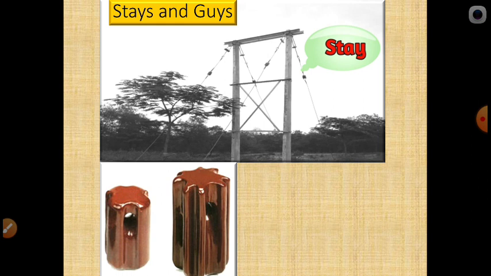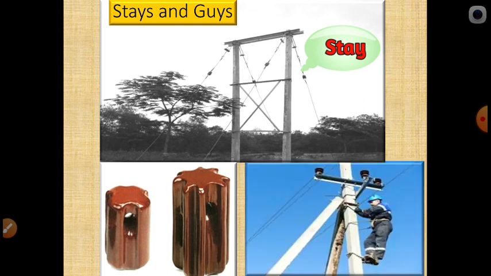Suppose what will happen? The stay is connected from the top to the ground. If any animals or any person's contact, there is a leakage current, there may be electrical shock. To avoid that, we are using an insulator in between the stay. And you can see the strut, how it is doing the work in the strut pole. So this is one thing you can see here.